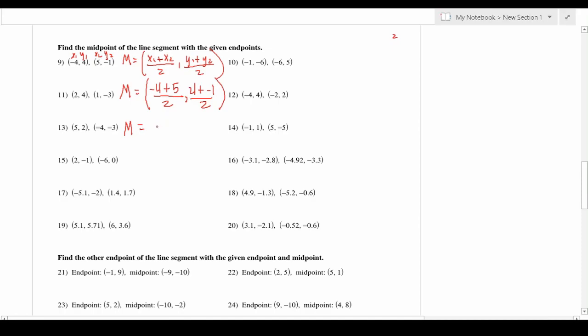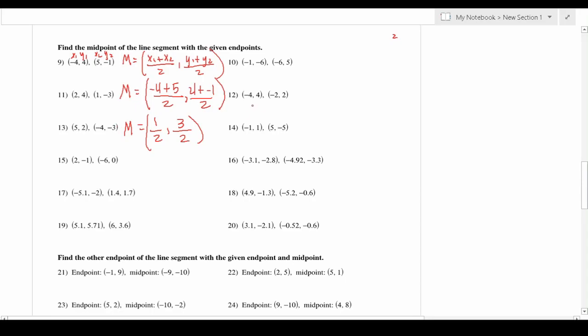Negative 4 plus 5 is just 1. Again, that's over 2. 4 plus negative 1, that's going to be 3. And again, that's over 2. So the midpoint of these endpoints is at the location 1/2, 3 over 2. Okay, so that was that one.